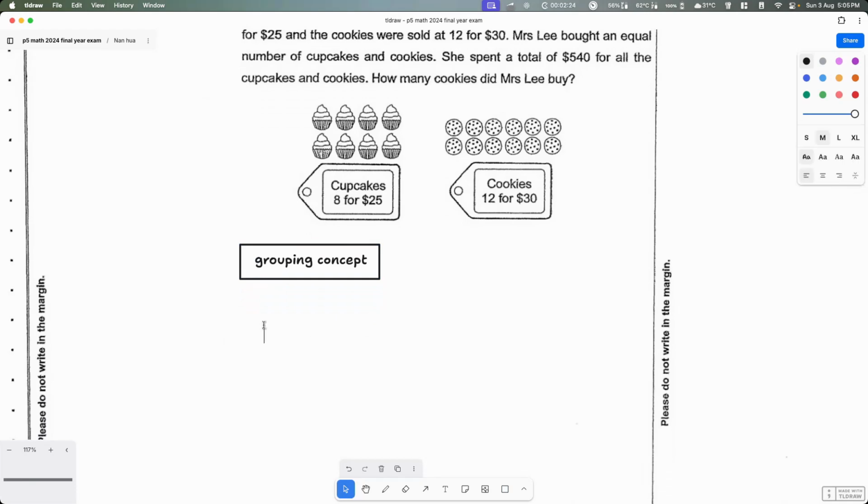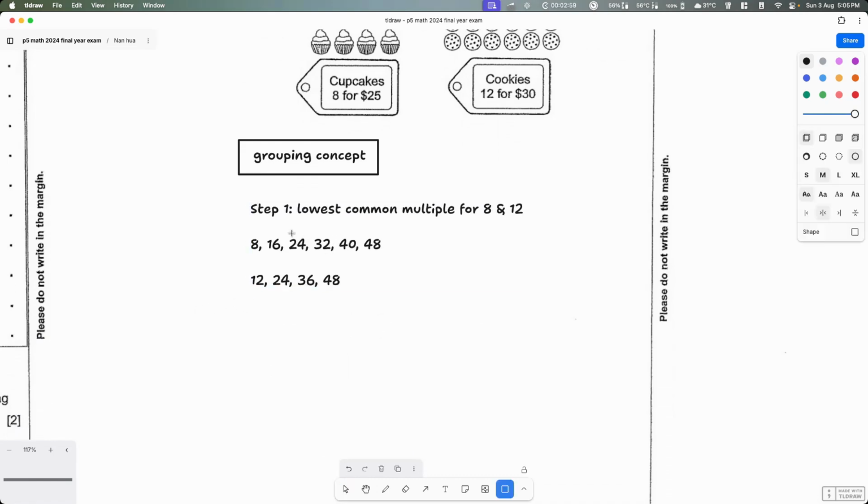So step one is to get the lowest common multiple for 8 and 12. So 8 will be 8, 16, 24, 32, 40, and 48, right? 12 will be 12, 24, 36, 48. So the answer is 24 in this case. So the LCM for this will be equal to 24.